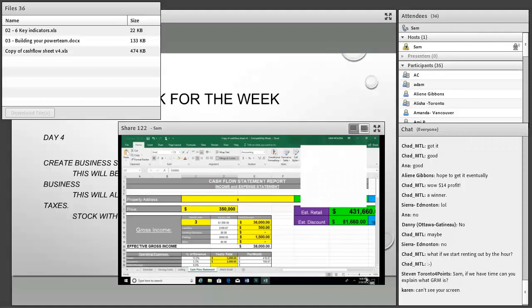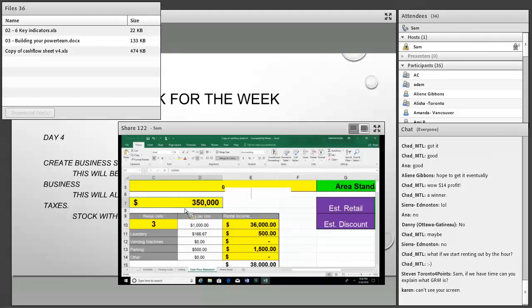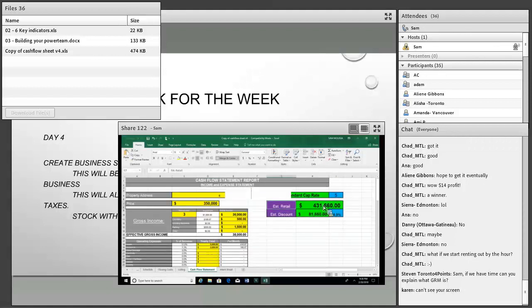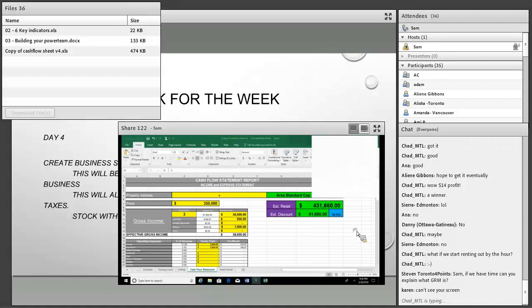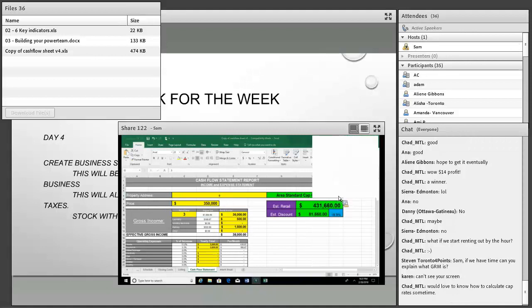Okay, now, this is an interesting part. You see that the price of the property was $350, and just looking at this property, if this was retail, it's saying that the retail would be $431,000. Estimated retail is $431 if the cap rate is 10. If the cap rate is 5. That's not going to make a lot of sense to you if you don't know what cap rate is. But really, cap rate is the return on investment on the property itself. Don't worry, we'll go over that. But that'll give you a retail idea.